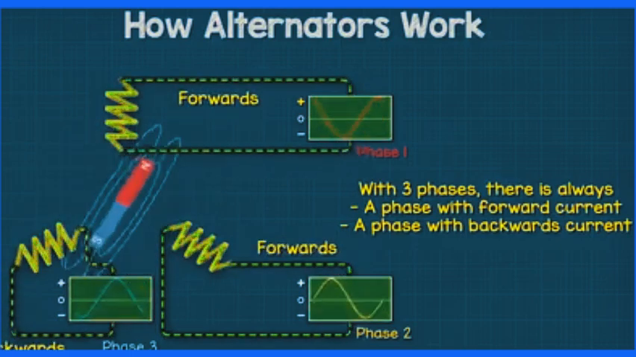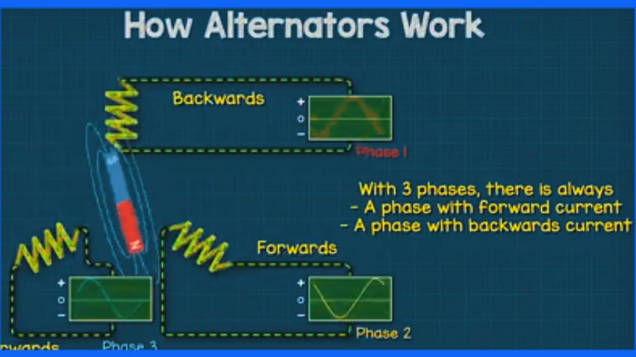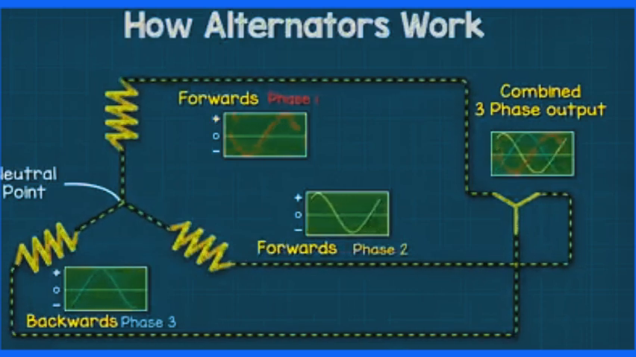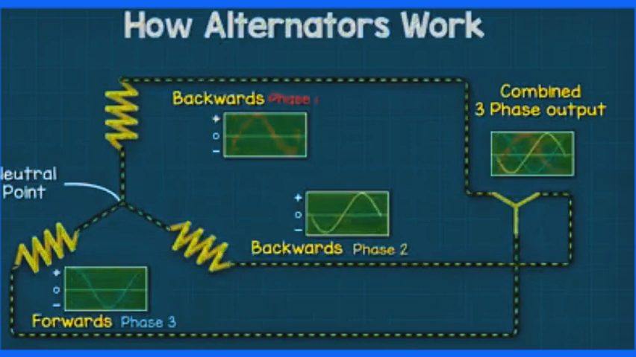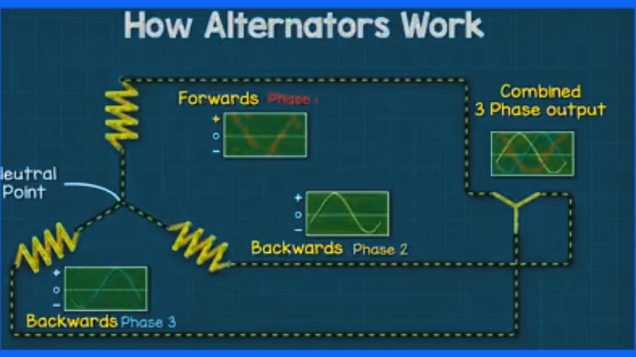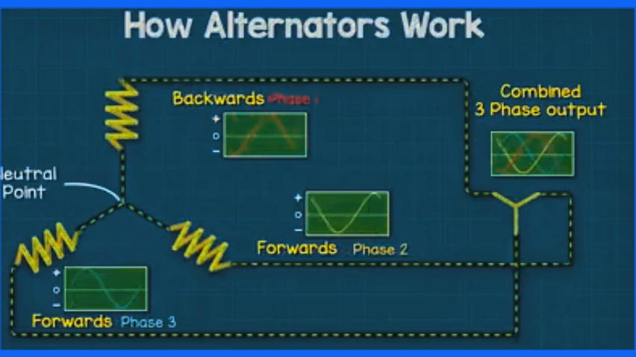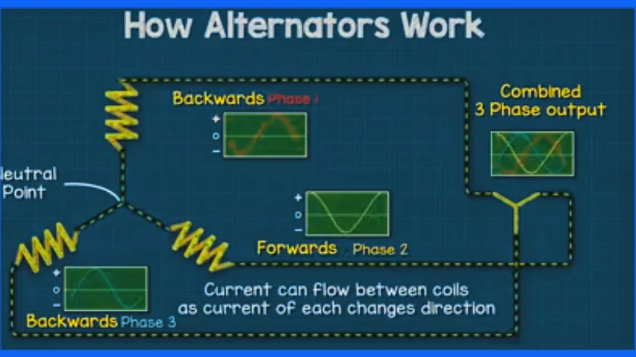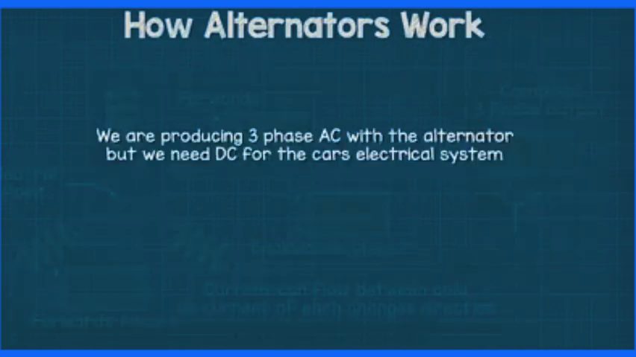Instead of having 3 separate coils and 6 wires, as the phases are always switching between forwards and backwards, we can connect the ends of the coils together. The current will then flow freely between each coil as it changes direction. Now we are producing 3-phase AC electricity, but all of our electrical circuits and components within the car use DC or direct current.